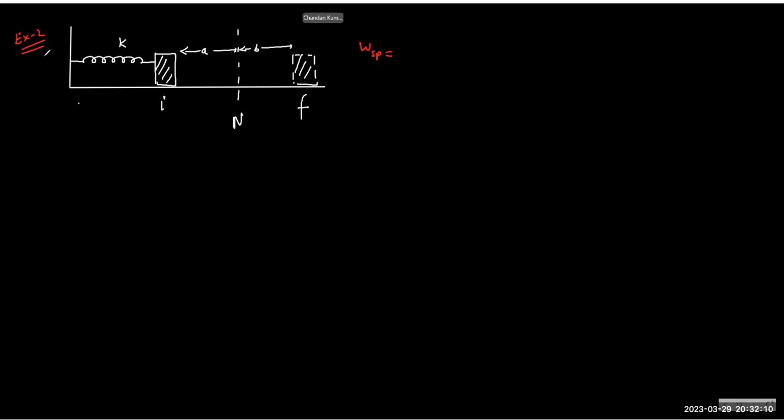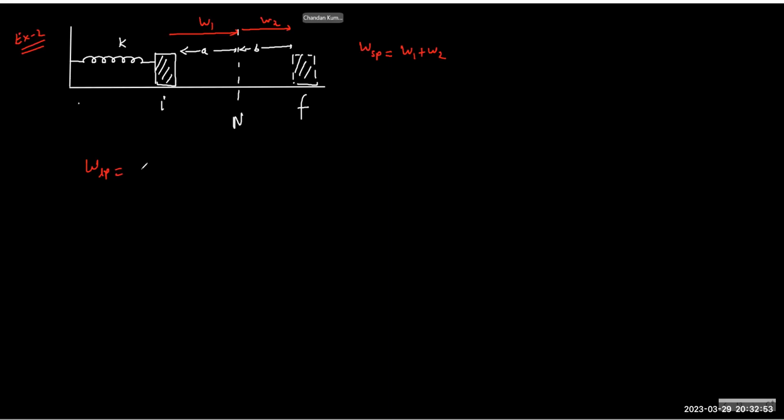What do you think? What should be the answer? See, you should never go from I to F directly. Whenever the natural comes, you have to always think from that perspective. We know the formula only for here to here, and we know here to here. So what is the work by spring? What should we write here? Tell me. Okay, W1.